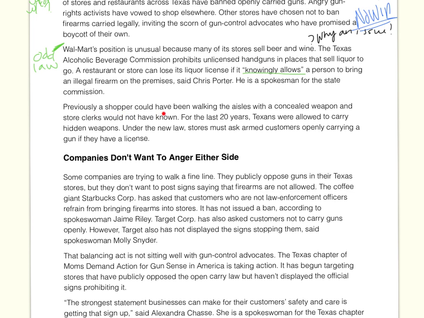Previously, a shopper could have been walking through the aisles with a concealed weapon, and store clerks would not have known. For the last 20 years, Texans were allowed to carry hidden weapons. Under the new law, stores must ask armed customers openly carrying a gun if they have a license.